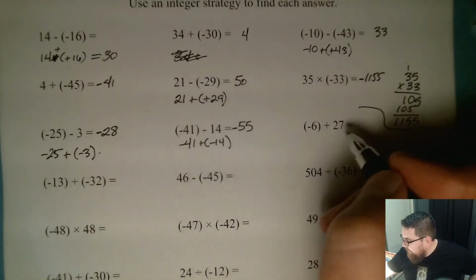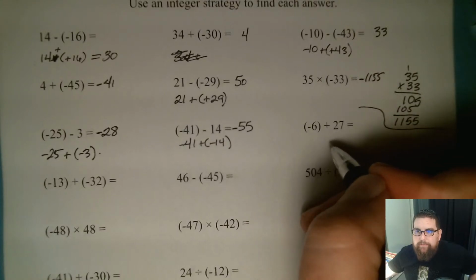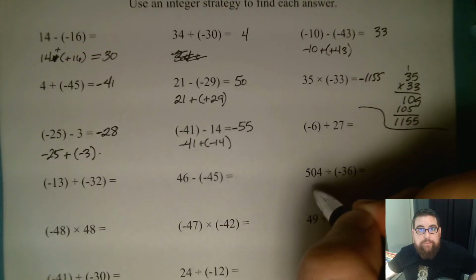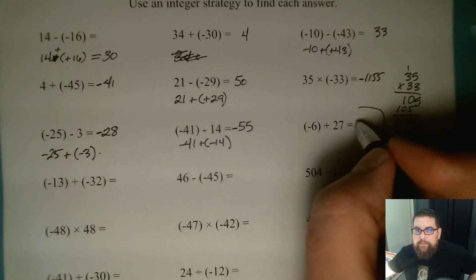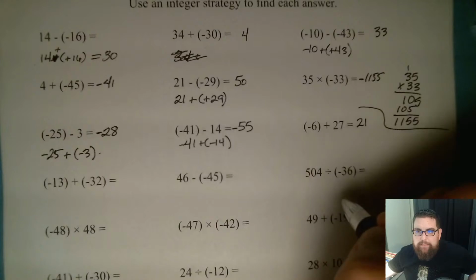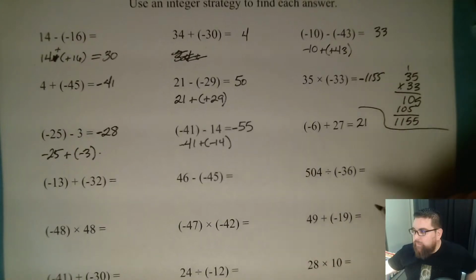All right, negative 6 plus 27. Okay, this is already in the correct format. My signs are different, so I'm going to subtract. 27 minus 6 is 21. My positive is bigger, so this is positive 21. That's all we're doing.